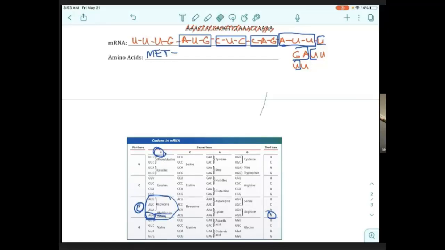Does anybody see CUC? What would be the amino acid for CUC? Okay, C's on the left side, U's on the top side, so that means it's somewhere here. C's on the right side, there it is. CUC codes for leucine, and you could write out LEUCINE if you want to, or you could just abbreviate it LEU. We have about 1 minute.